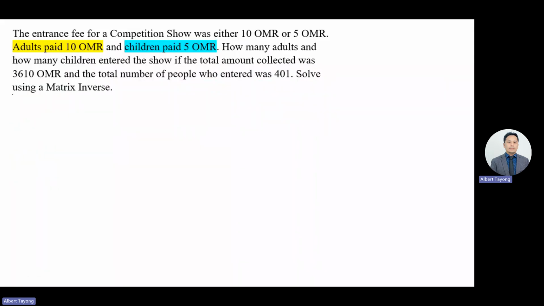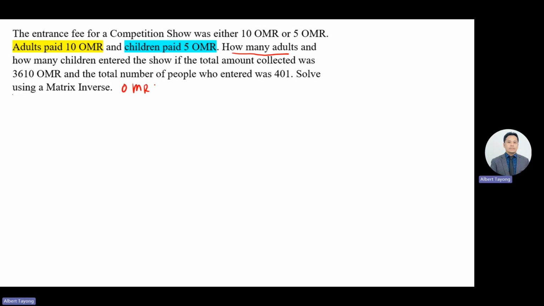The application of the inverse of a 2 by 2 matrix. One of the applications of an inverse of a matrix is in solving systems of equations. So we have here a problem where we're asked to identify how many adults and how many children entered the show if the total amount collected was 3,610 Omani Rials, and the total number of people who entered was 401.